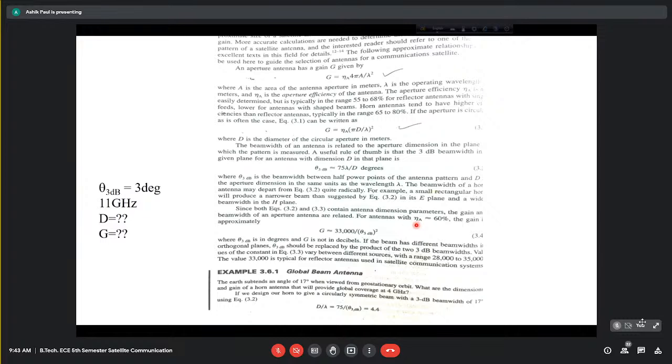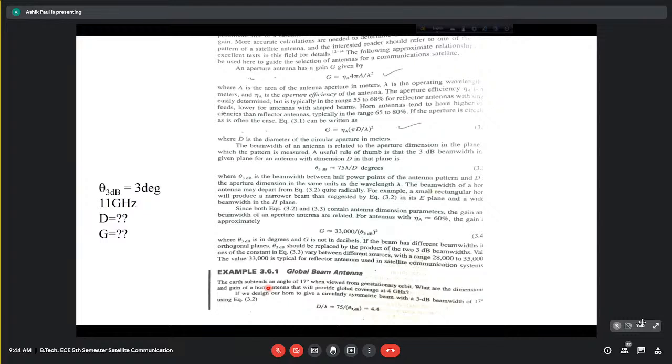Same thing happens in the case of solar cells. As I have told you, the conversion efficiency is only about 15 to 17% at the beginning of their lifetime, and that decreases as the age of the solar cells increases. So you can have an approximate rule of thumb that the gain will be given by 33,000 by theta 3 dB squared. Let us just use these equations and work out this relation.